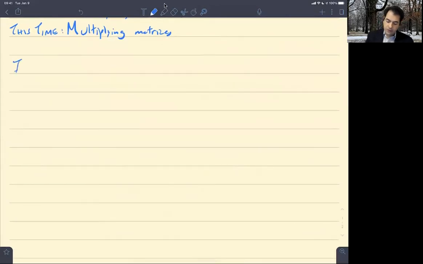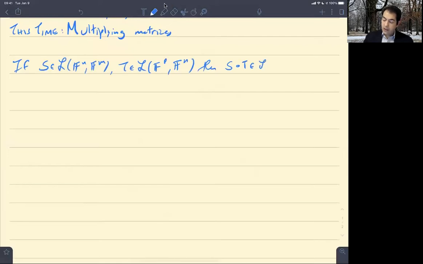Okay, so if S is a linear map between Fn and Fm, and T is a linear map between Fp and Fn, then it makes sense to compose the linear maps, and we'd end up with a linear map between Fp and Fm. Right, because if you give me a vector in Fp, then I can use T to get a vector in Fn, and then I can use S to go from Fn to Fm, and so I end up with a vector in Fm.